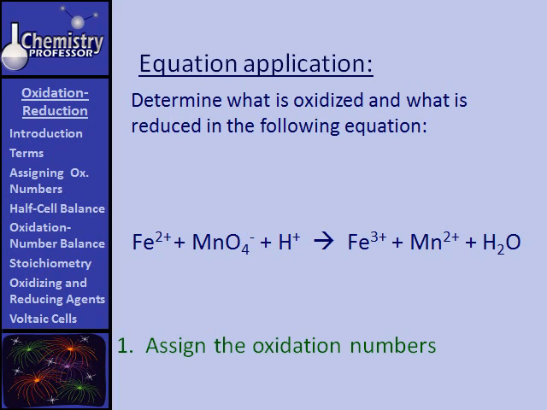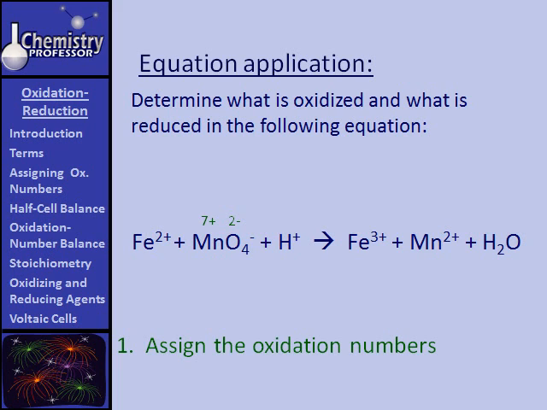So let's go to the permanganate. The oxygen is negative 2. There are 4 of them, which gives you a total of negative 8. What does manganese have to be to go with that negative 8 to be negative 1? And it is +7. Okay. The hydrogen already has its charge. There it is, +1. The Fe is a +3. The manganese is a +2.